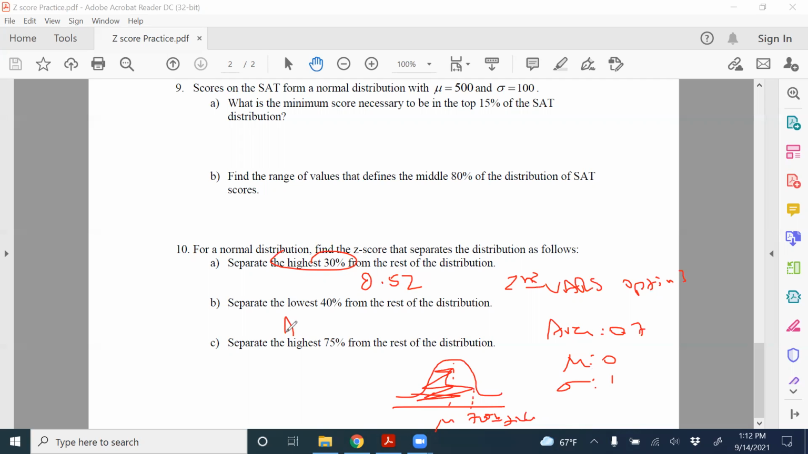I believe the area for B is going to be 0.4. And for the highest 75%, your area is going to be 0.25, because the way the calculator does it, it's always going to look to the left of where the percentile is. That's what the area will give you.